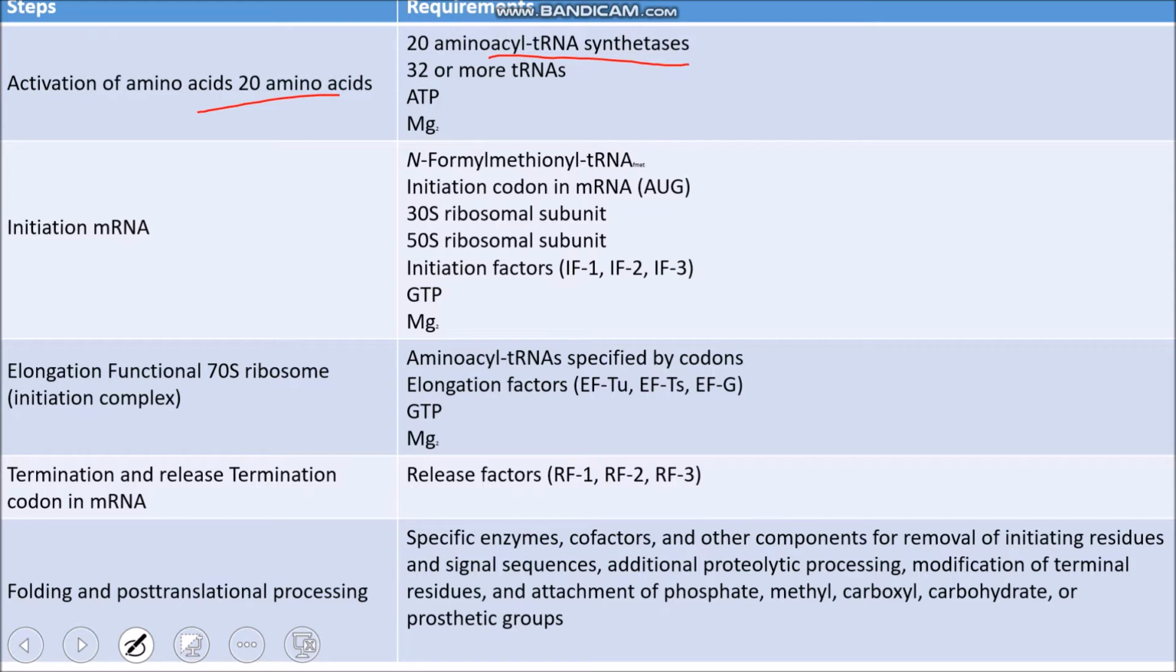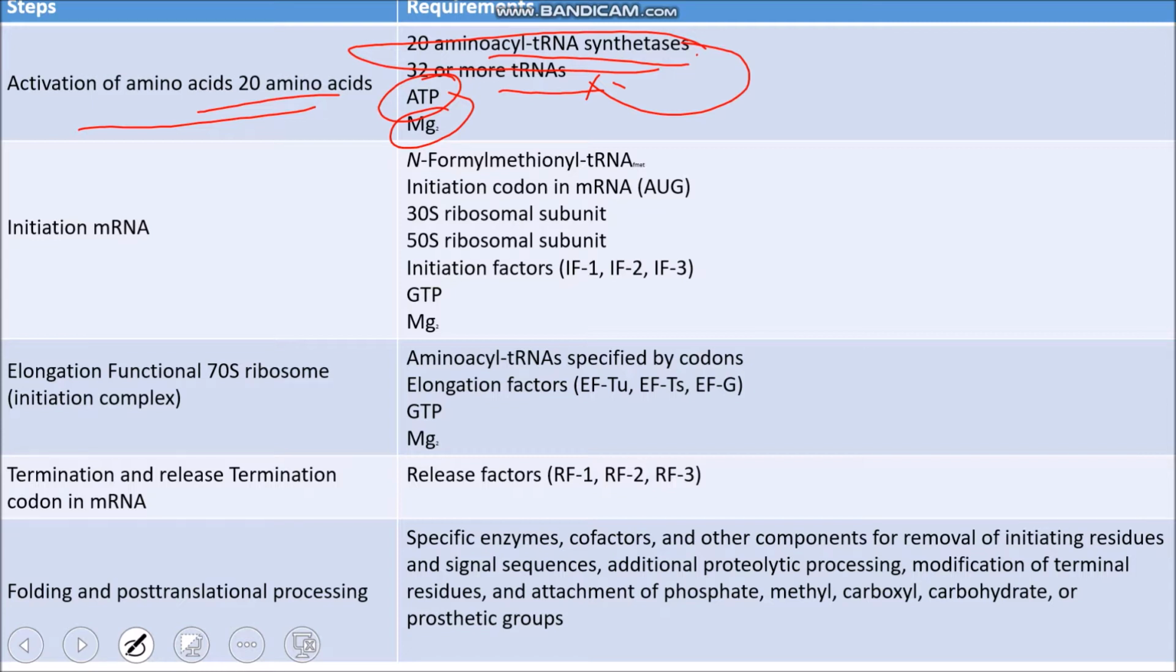For the activation of the tRNA part, for every amino acid, the loading of amino acid on the tRNA requires an enzyme, that is aminoacyl-tRNA synthetase. In total we have 33 different tRNAs. These 20 specific tRNA synthetase enzymes load 20 amino acids on these tRNAs. This process requires ATP plus magnesium ion. So this is the requirement during the first step, the activation of the amino acid or the charging of tRNA.